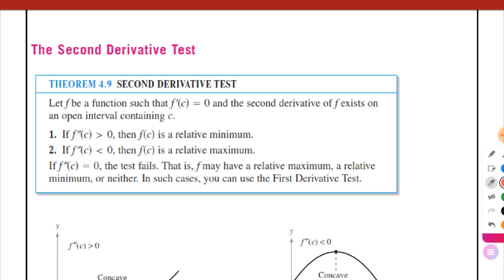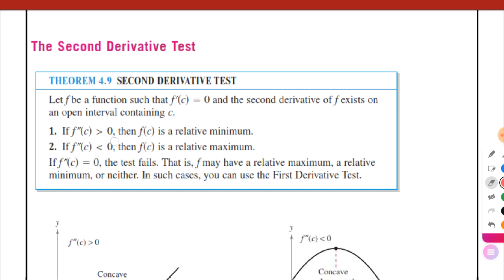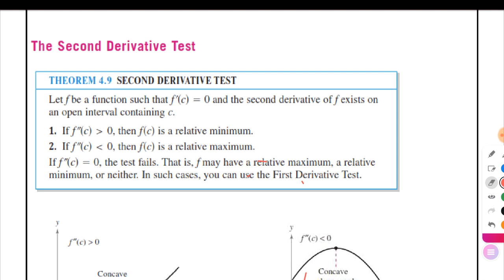And the second derivative of f exists on an open interval containing c. If we substitute the values of x at which the first derivative equals 0 only into the second derivative and the value is greater than 0, meaning positive, we have a relative minimum. Why? Look here. If the second derivative is greater than 0, it means it is concave upward. If it is concave upward, the function has a minimum value at this value of x equals c.